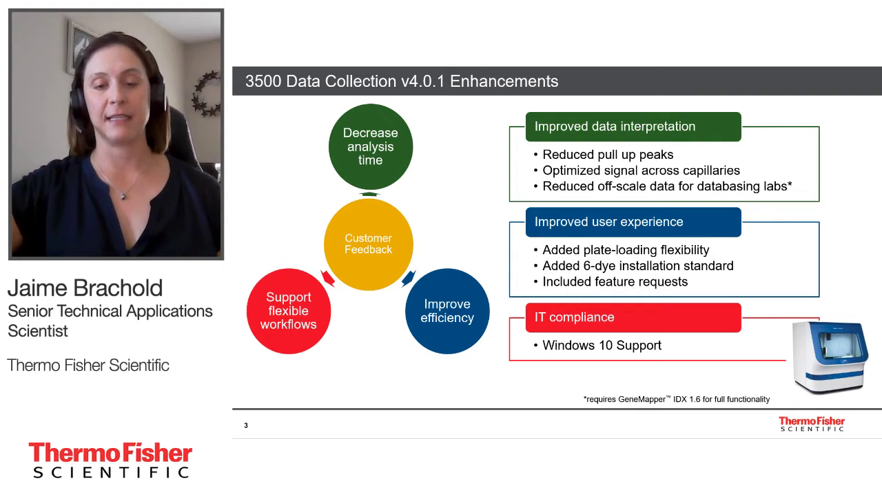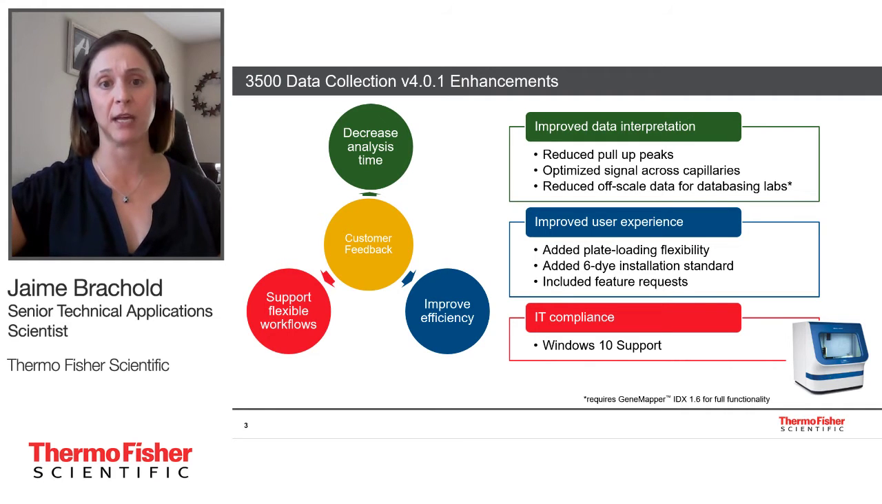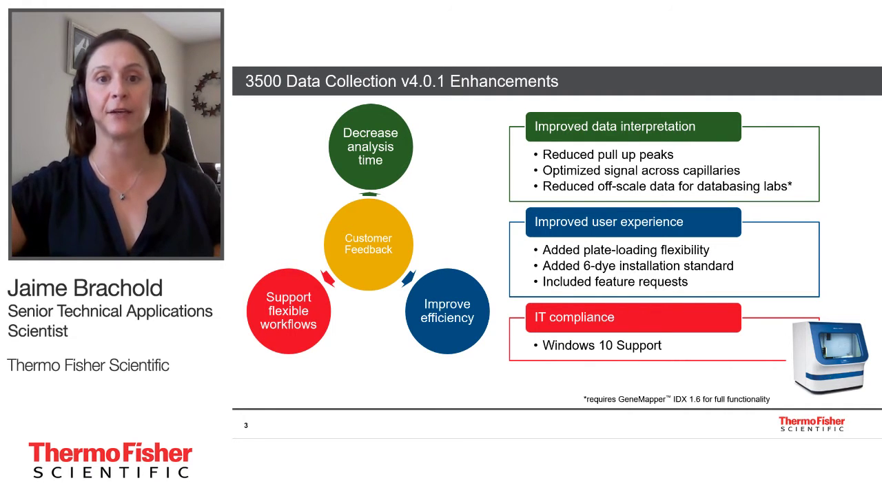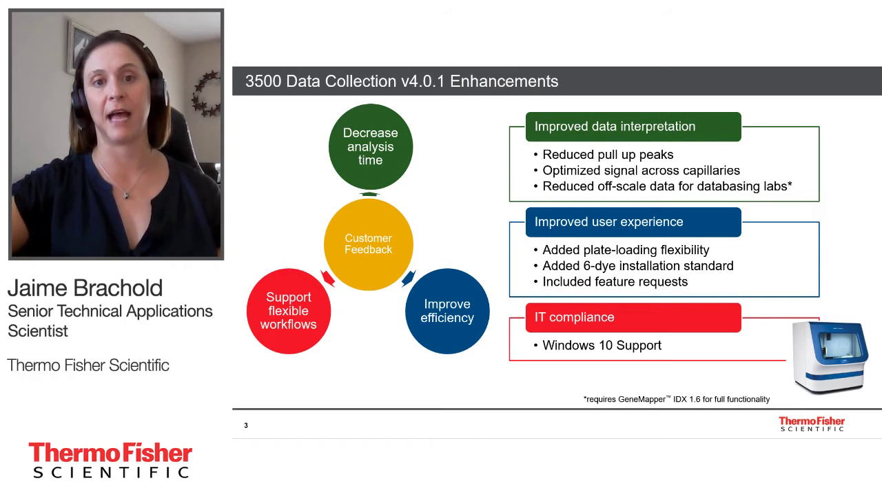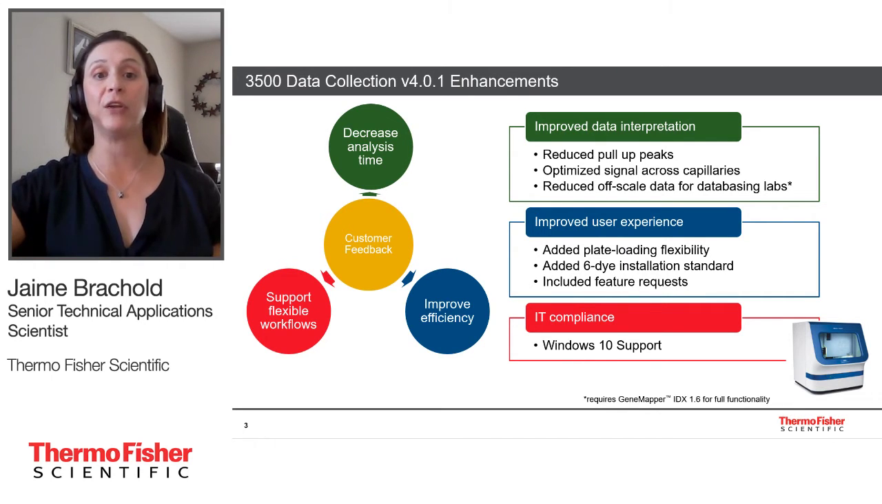We also added a 6-dye installation standard. So on earlier versions of software, the installation standard for the HID performance check was done running Identifiler ladder. You can now have the option to run a 5-dye with Identifiler ladder, same as before, or a new 6-dye with Global Filer ladder performance check.